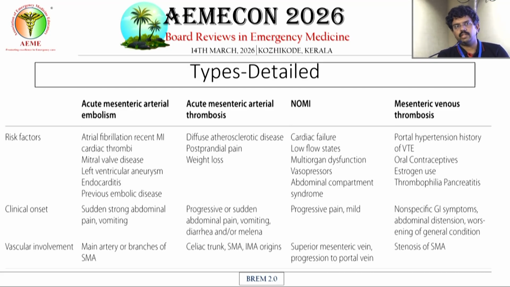In case of thrombotic, any of the arteries can be involved, and mesenteric venous, SMA and SMV can be involved. NOMI can involve anything.